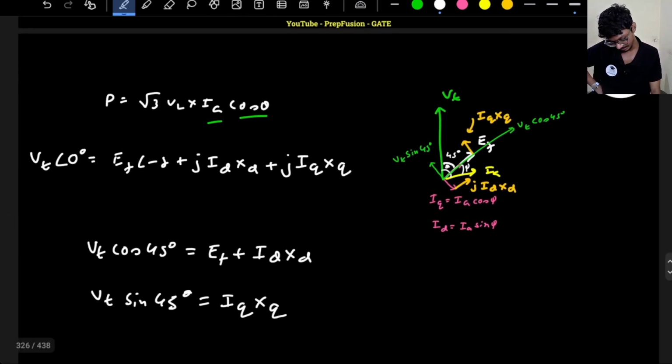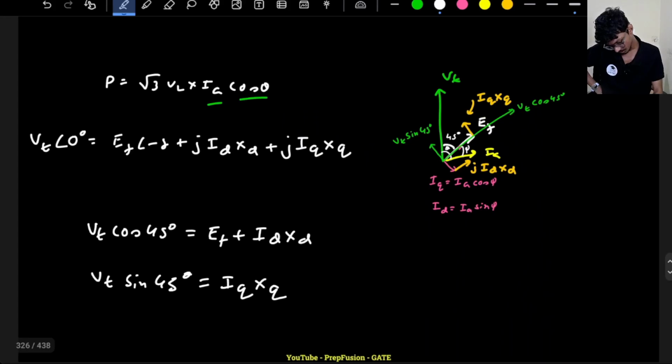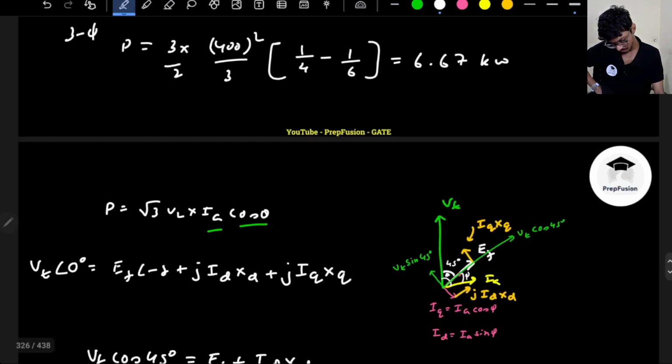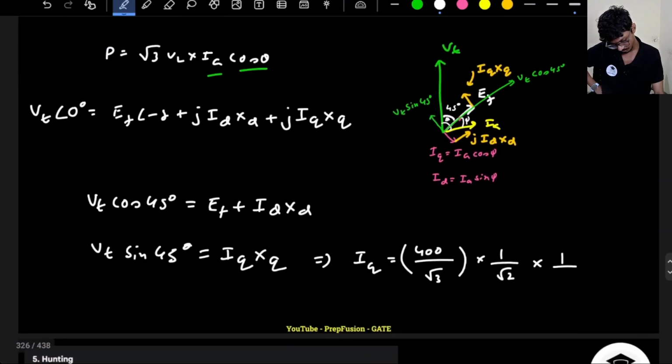So from here I will be able to find out my IQ and ID current, right? Still I don't know what EF potential is, but if I am able to find out IQ, so from here what is my IQ? IQ will be 400 divided by root 3 into 1 by root 2 into 1 by XQ. XQ is 4, so 1 by 4. So from here I will be able to find out my IQ current, right?